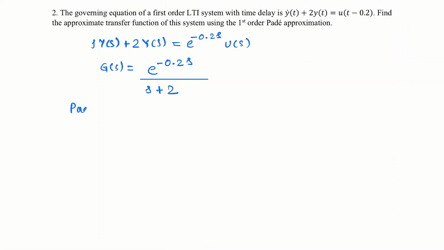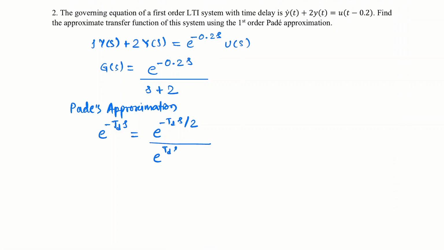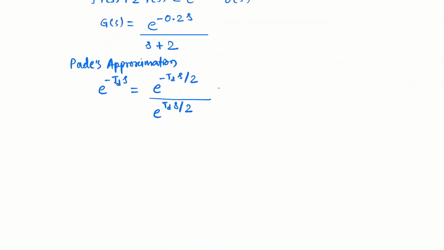So what is Pade's approximation? Say the delay in the system is td. So we write the term e power minus td s like e power minus td s by 2 over e power td s by 2. Now we can go on and take the series expansion. So we have 1 minus td into s by 2 and other higher order terms, and in the denominator it's 1 plus td into s by 2 plus other higher order terms.